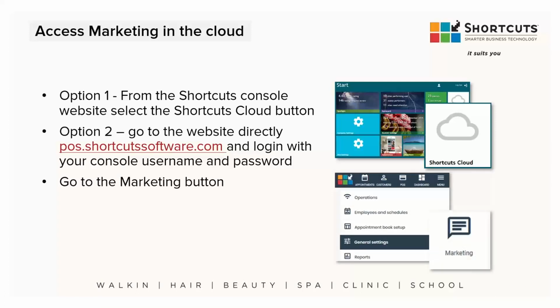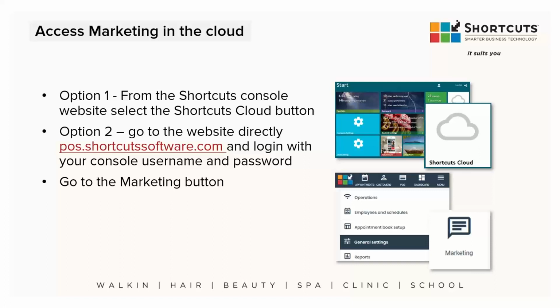Or you may have a link, a bookmark to the cloud, and that's usually at pos.shortcutsoftware.com, and your site has a specific site ID number. So whatever you bookmark, it's going to be after the shortcutsoftware.com, it'll be like site something, something, something. So bookmark that page if you just want a shortcut for it. Once you're in the cloud, you're going to go to the marketing button.